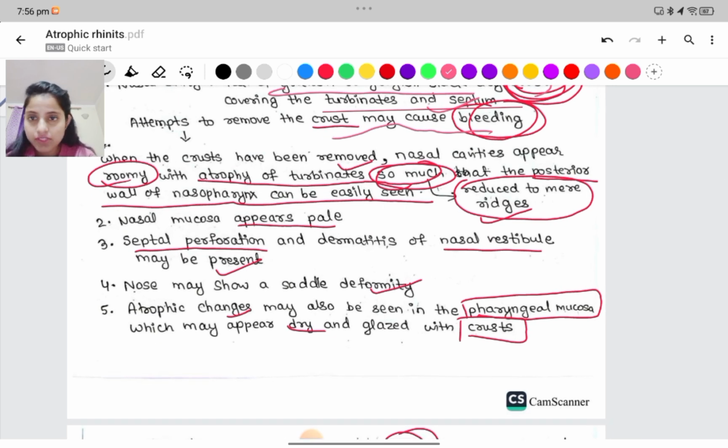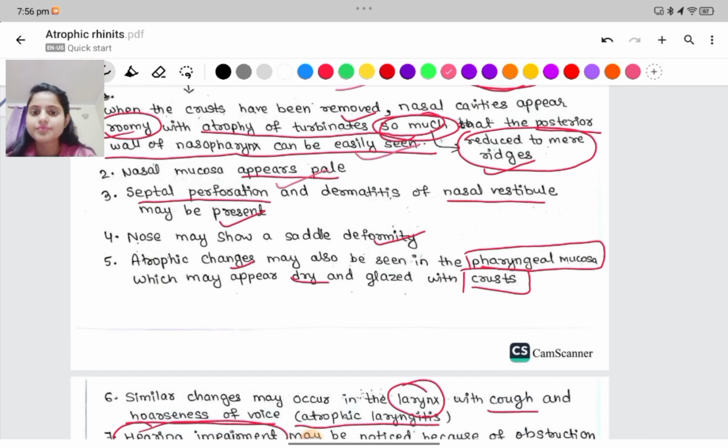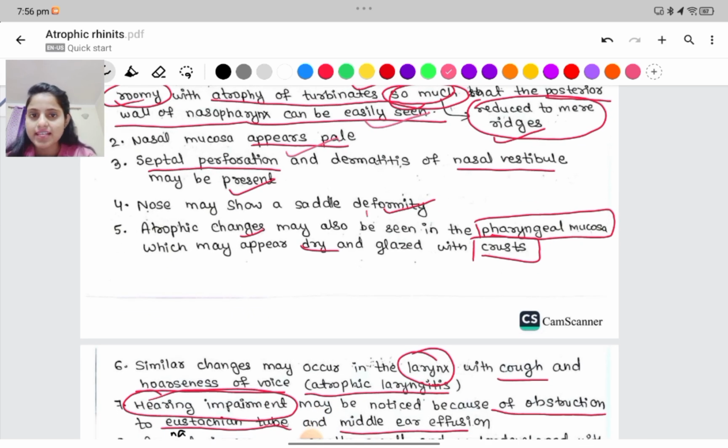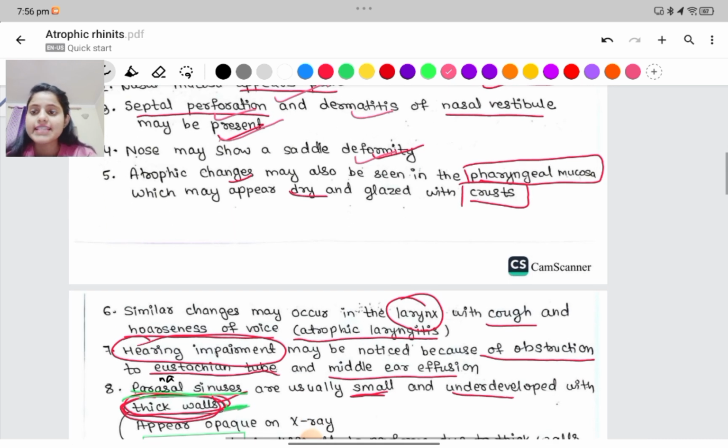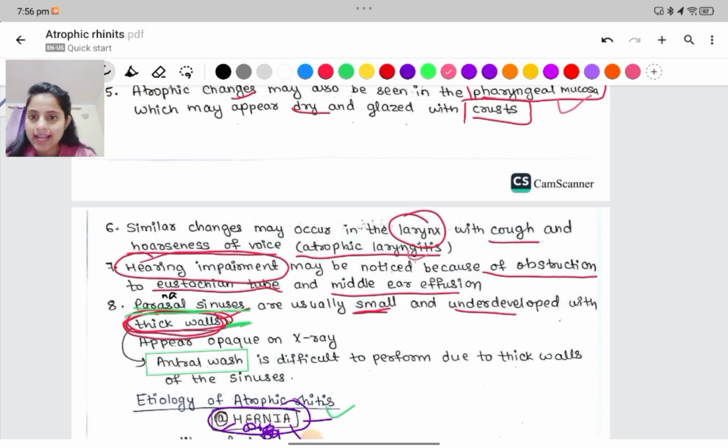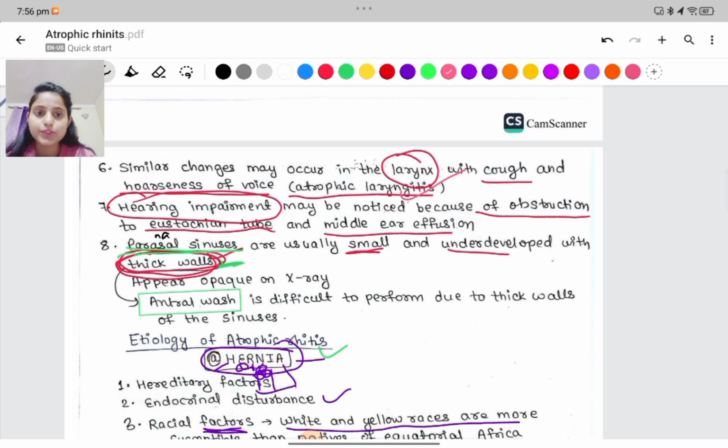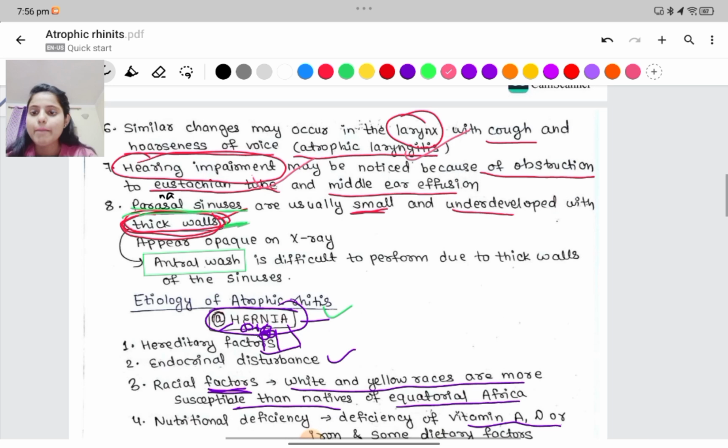When we remove the crust, nasal cavities appear so roomy that the posterior wall of the nasopharynx can be easily seen. Nasal mucosa appears pale. Nose may have saddle deformity. Septal perforation and dermatitis of the nasal vestibule may be present. These atrophic changes can also be seen in the pharyngeal mucosa and in the larynx. Due to blockage of the eustachian tube, hearing impairment may be seen.